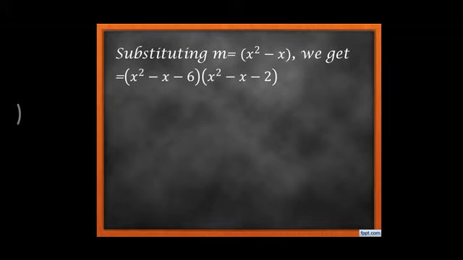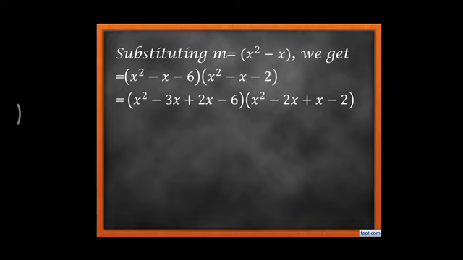Then we get x² − x − 6 in the first bracket and x² − x − 2. Now these can be factorized further. For −6 you can have two factors such that their addition is −1. That is −3x + 2x. So in the first bracket we will write x² − 3x + 2x − 6. What are we doing? After substituting, we are factorizing the first factor.